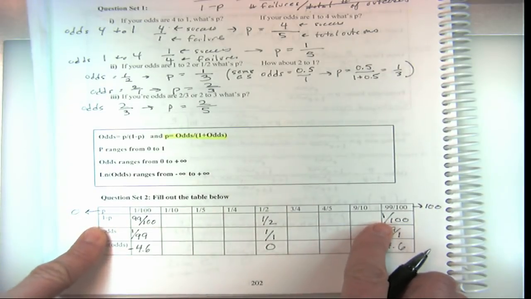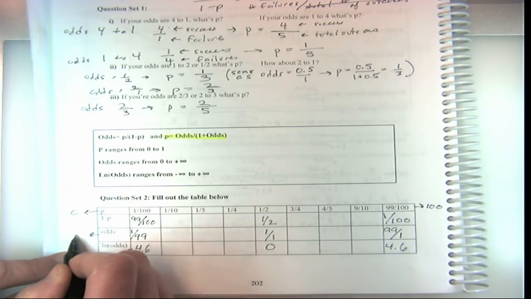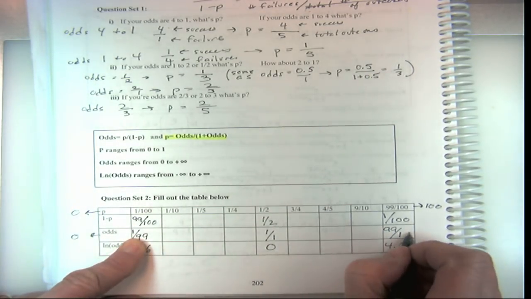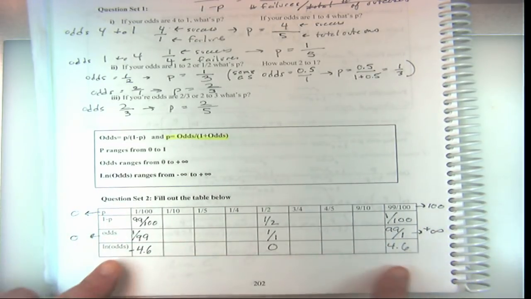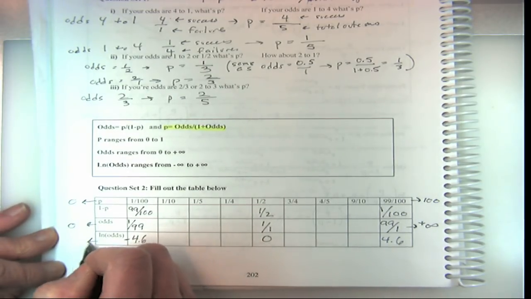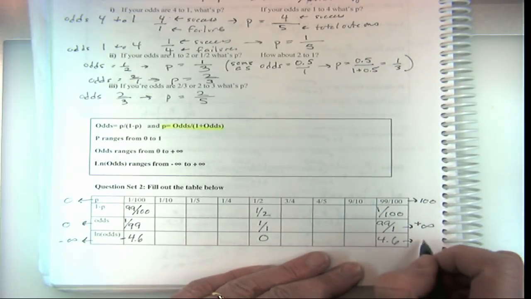Same with 1 minus p. And then your odds, as you can see here, can go down to 0. They're always going to be positive. But it can go up to positive infinity. And then the log can go down to negative infinity and up to positive infinity.